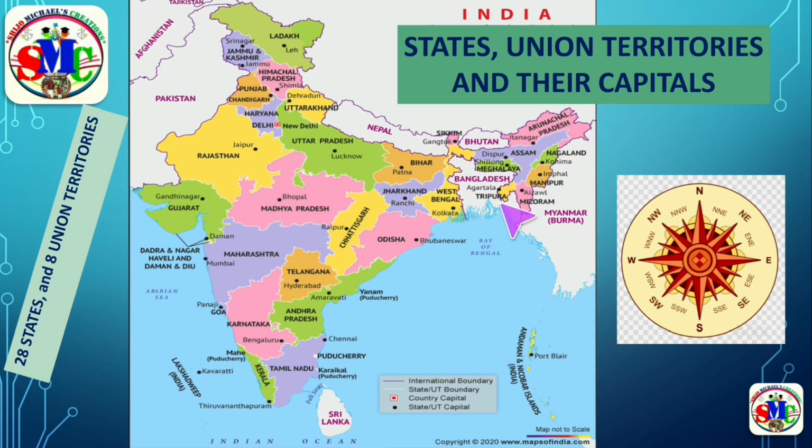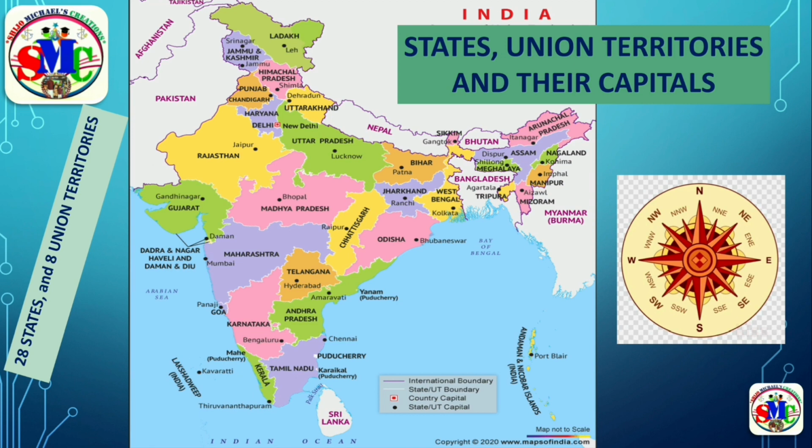The 26th state is Uttar Pradesh and its capital is Lucknow. The 27th state is Uttarakhand and its capital is Dehradun. And the 28th state is West Bengal and its capital is Kolkata, and that is in alphabetical order. Now let us move to the union territories.